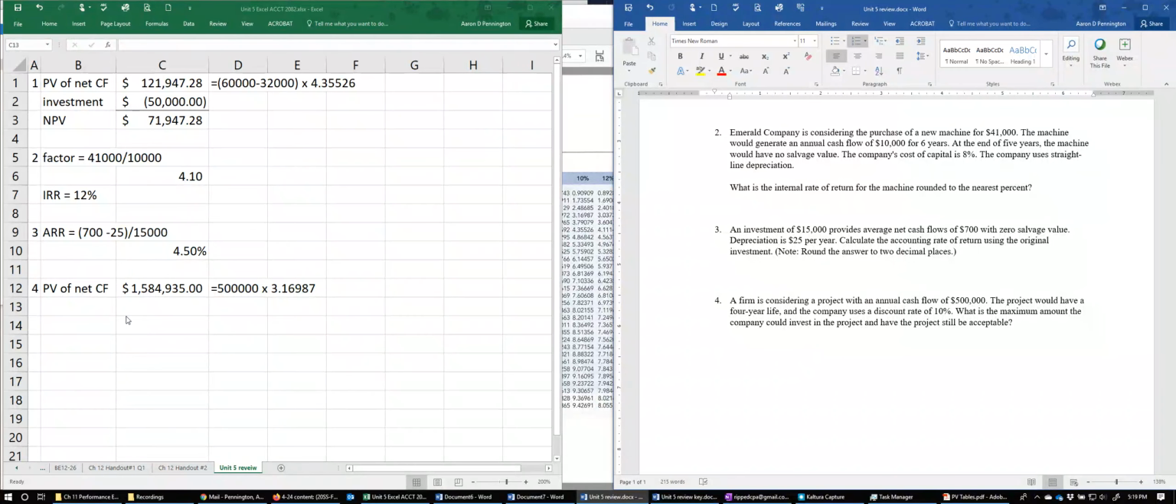That is the maximum amount the company could invest and the project still be acceptable, because that would give you a net present value of 0 if the investment were that amount, which means the project would return exactly 10%. A positive net present value means it's returning more than 10%, and of course a negative net present value would mean it's returning less than 10%. All right, so let's see if we can put this in plain English.